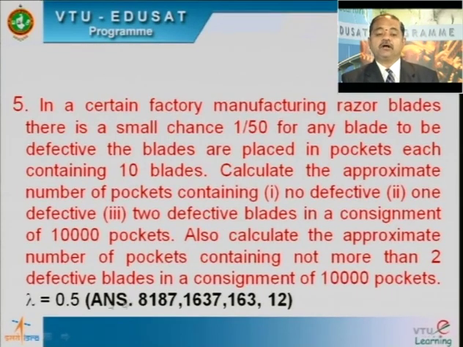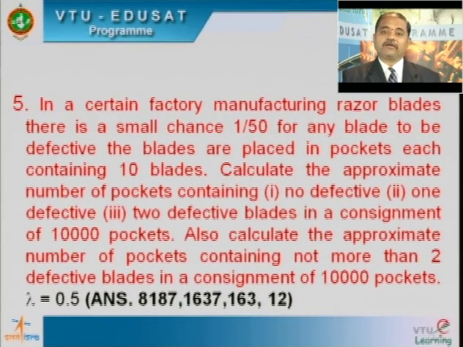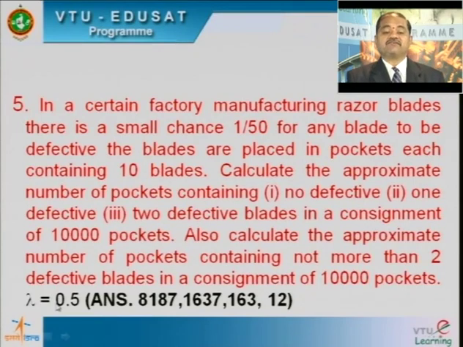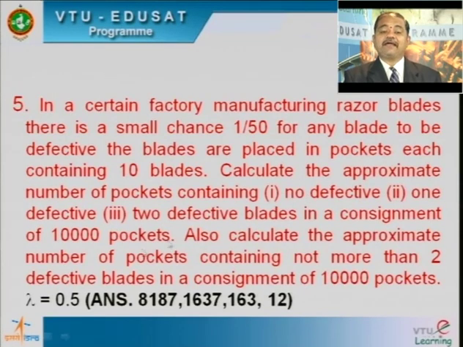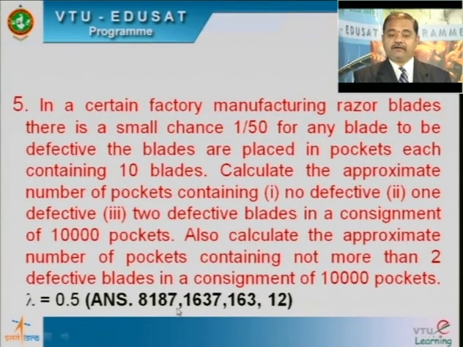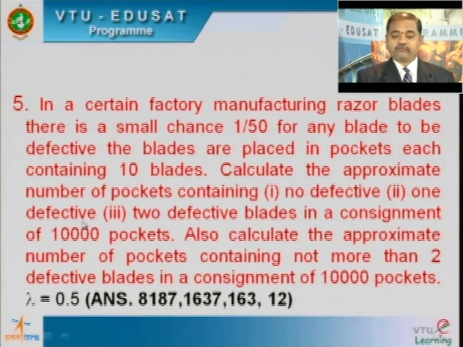So as I already told, my lambda value is 0.5, e power minus 0.5, 0.5 power x by x factorial. No defective, put x is equal to 0. You will get some answer. Multiply that probability by 10,000, which gives 8187. Same way, one defective, put x is equal to 1. Then multiplied, 1637.